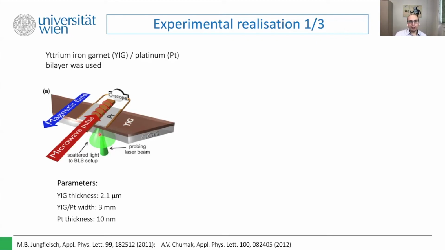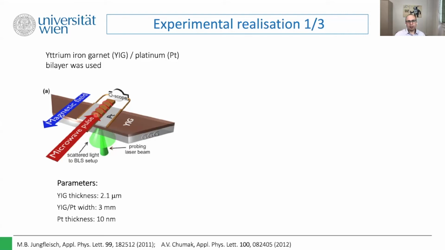And then you see here a Brillouin light scattering setup, laser beam. It's not of importance for this lecture, but just keep in mind that in principle you can use optical techniques to get additional information about what is going on in the magnonic system in your structure. But it's not of importance now.